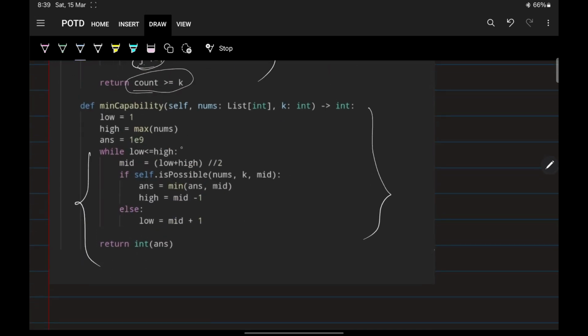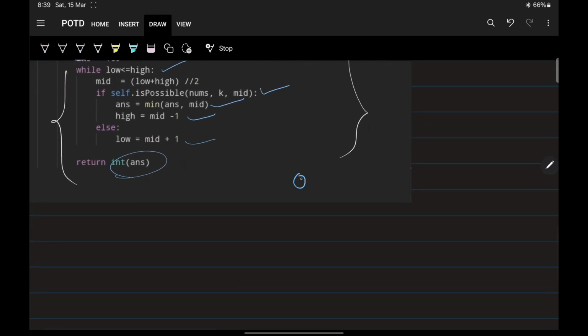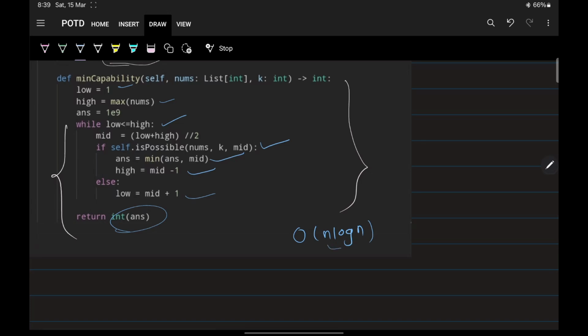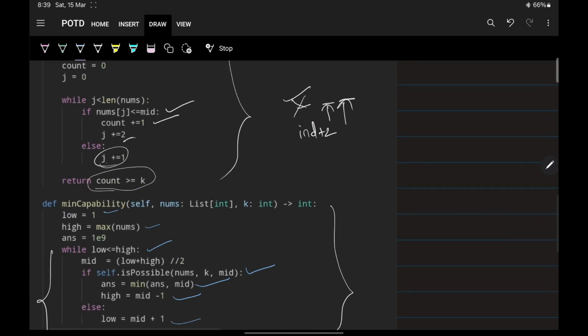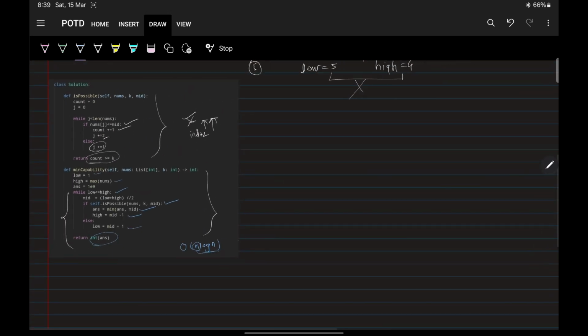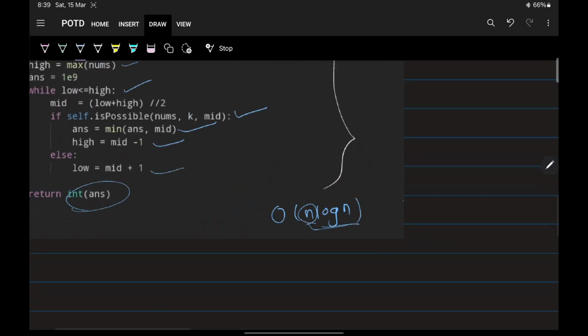So if you see, my while loop is going while low is less than or equal to high, right? Initially low is 1, high is the maximum of nums. If it is possible, then update my answer and shrink my range, or else go to the upper range, and return the answer. So the time complexity of this problem would be big O of n log n, because log n is for the binary search and n is for the iteration over the array in the possible function, and the space complexity would be big O of 1 only.